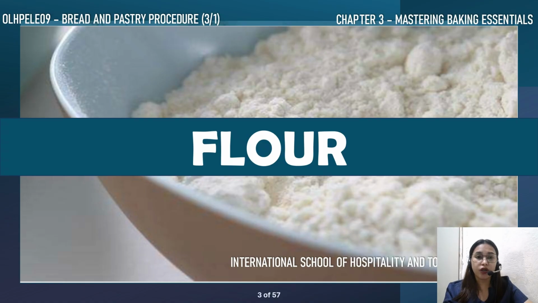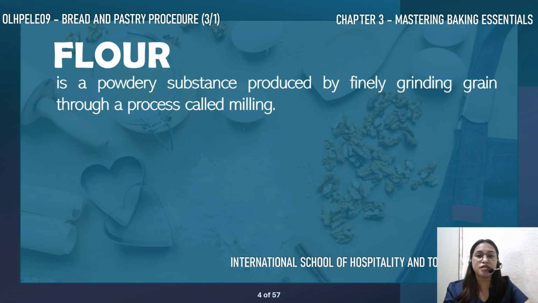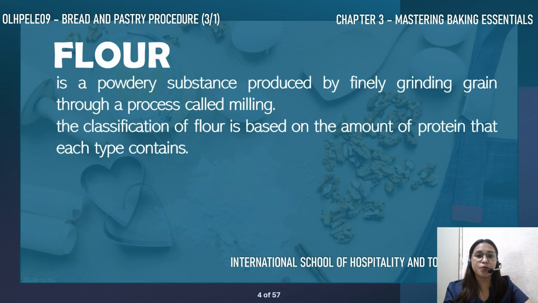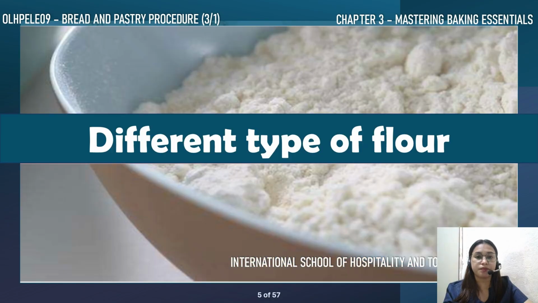So let's start with the flour. Flour is made by milling grain, and it is the foundation of baking. Its protein content determines gluten strength, which gives the dough elasticity and structure. High protein flour makes chewy breads, while low protein flours yield tender cakes. Gluten-free flours need binding agents to provide structure. So understanding flour and gluten is essential for achieving the right textures and consistency in baked goods.